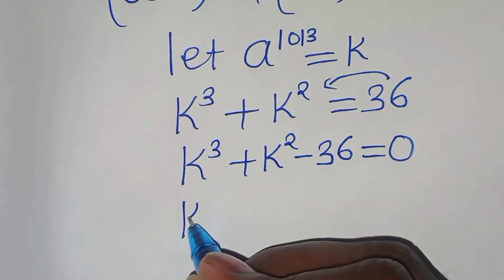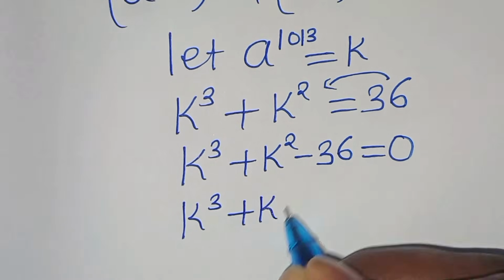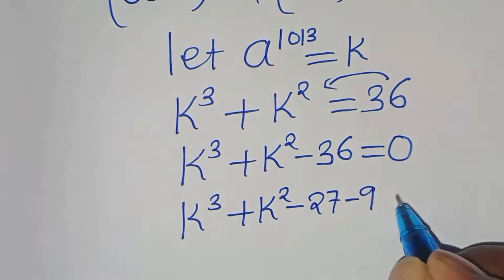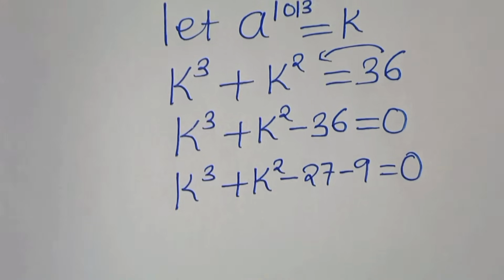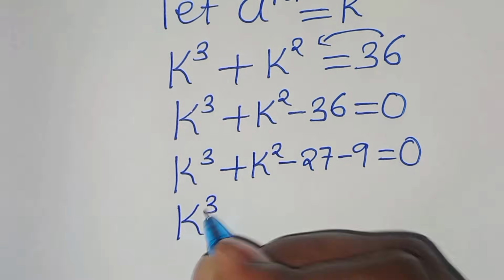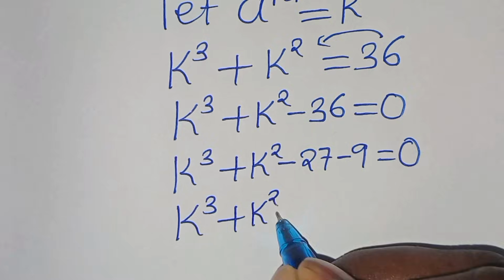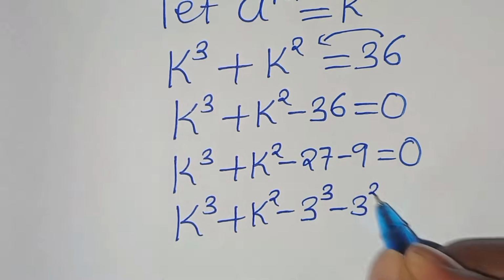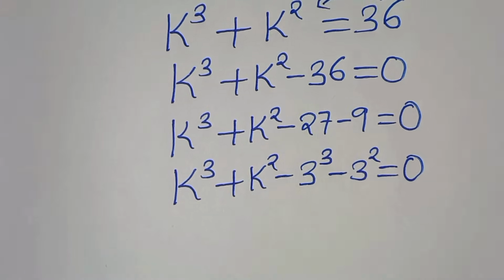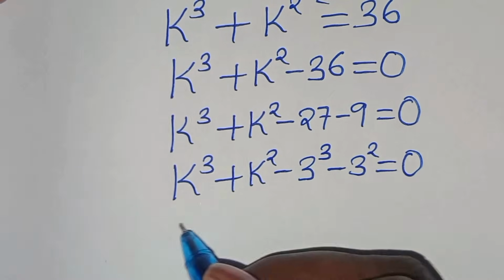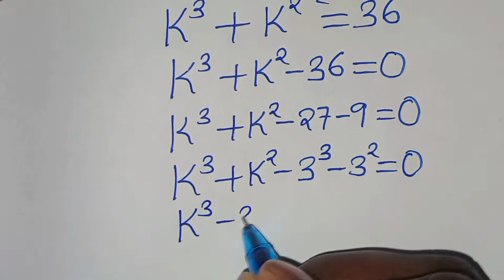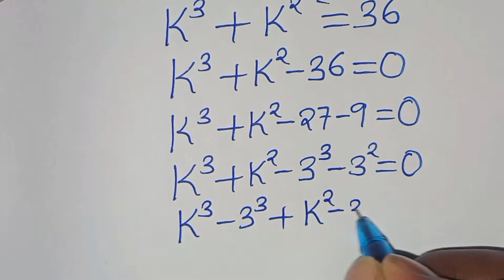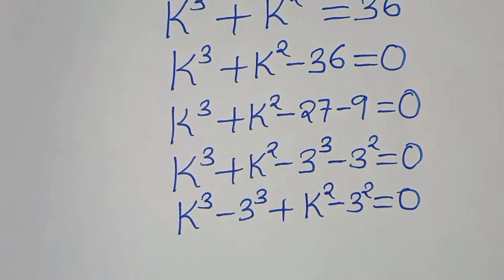So we have k to the power of 3 plus k to the power of 2 minus 36, which is minus 27, minus 9. This is equal to 0. So this is k to the power of 3 plus k squared minus 27. This is 3 to the power of 3, minus 9, which is 3 to the power of 2. This is equal to 0. So we have k to the power of 3 and 3 to the power of 3 here. So this is k to the power of 3 minus 3 to the power of 3 plus k squared minus 3 squared. This is equal to 0.